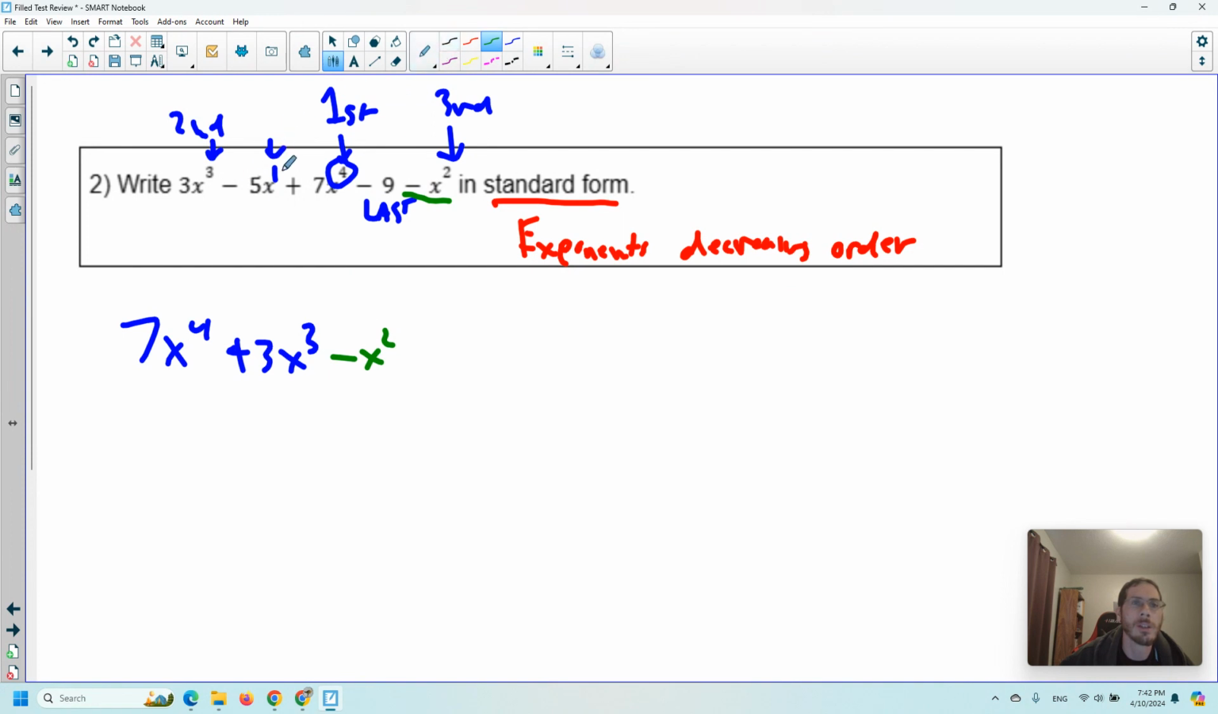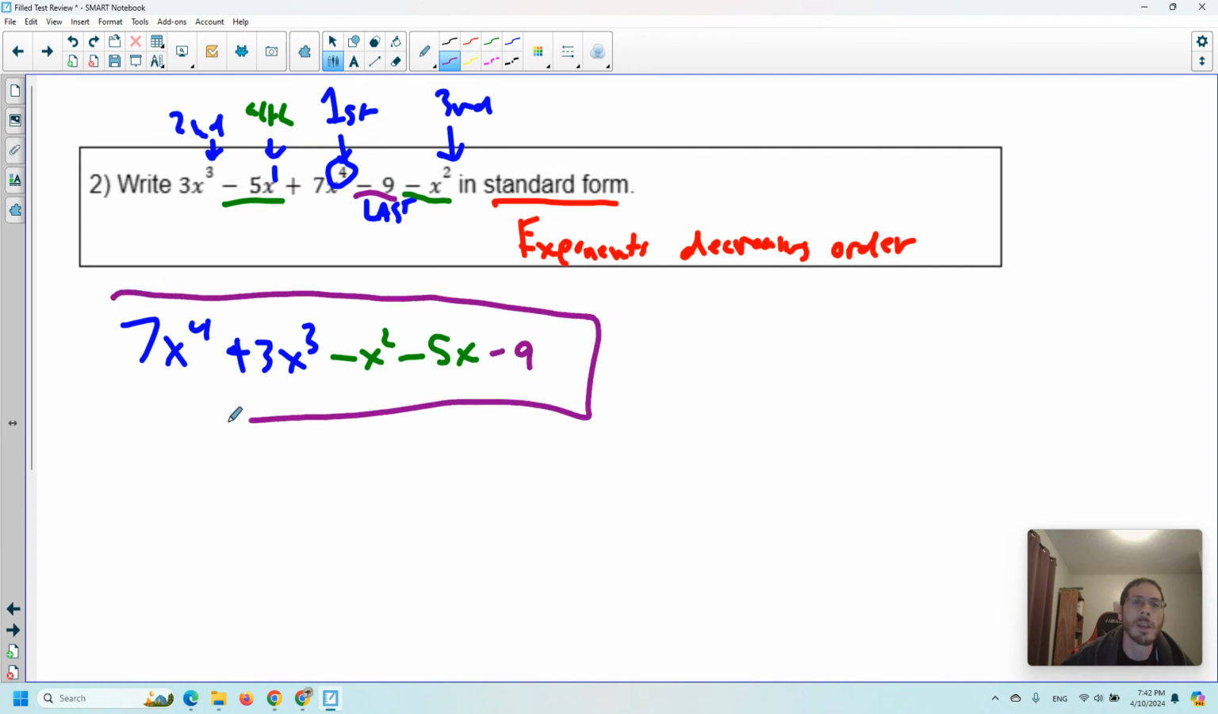Fourth would be just the one with the 1. So this one's going to be fourth. And again, this one's got a minus sign, so I'm going to do minus 5x. And we know the number has to go last, and the number also has a minus sign, so we have to have the minus sign with the number as well. And that's it. There's no actual calculations. It's just rewriting it and analyzing what the expression looks like.